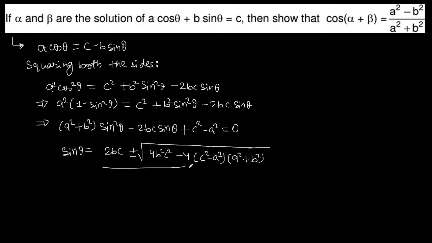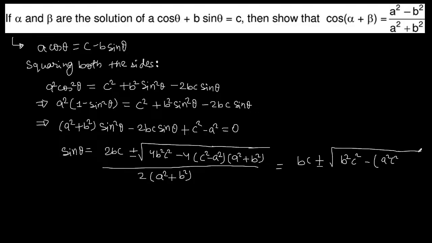Okay, upon 2a. bc plus minus b square c square minus a square c square, a to the power 4, b square c square minus a square b square, upon a square plus b square.